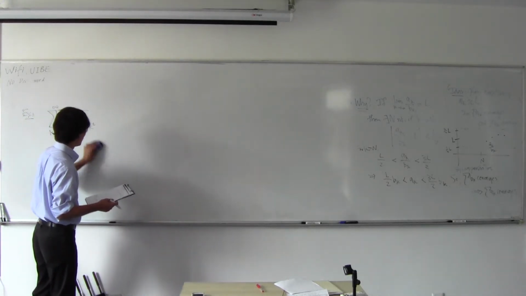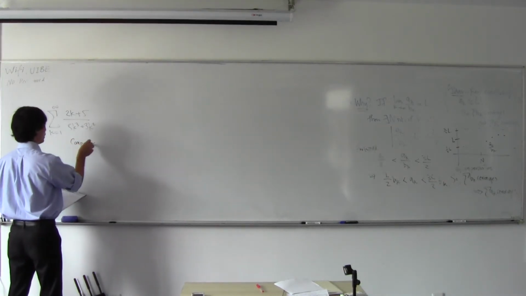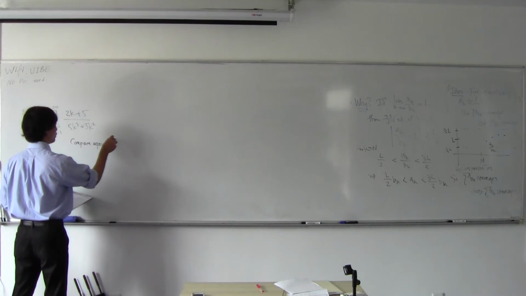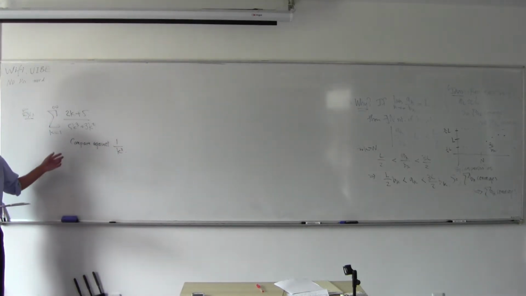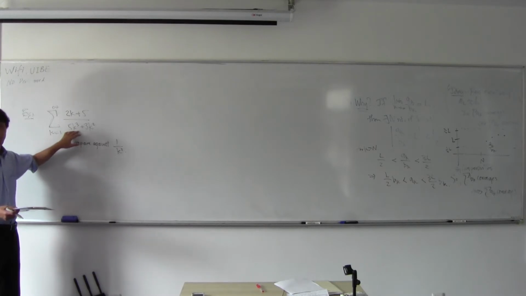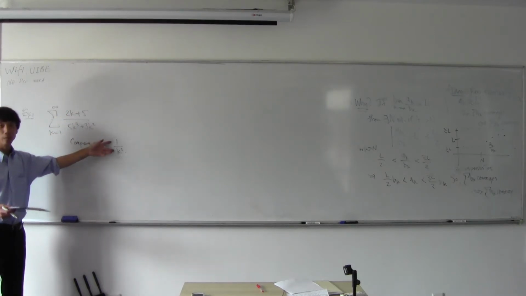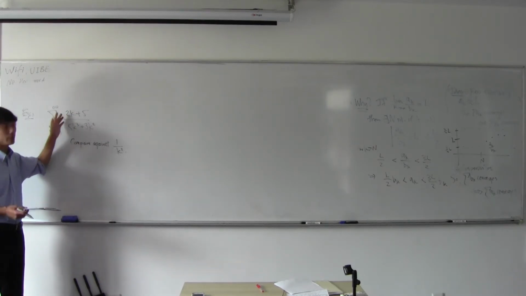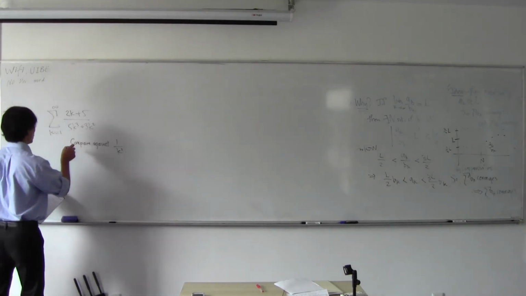So let's say comparing against 1 over k squared. And that's your intuition. You think, well, this top is basically like k, and the bottom is basically like k cubed. So this thing is going to converge if and only if 1 over k squared converges. The sum of 1 over k squared does converge, so I know that this is going to converge.